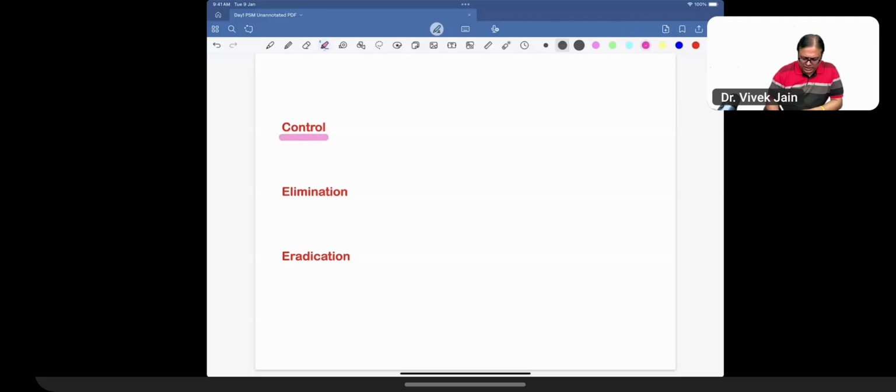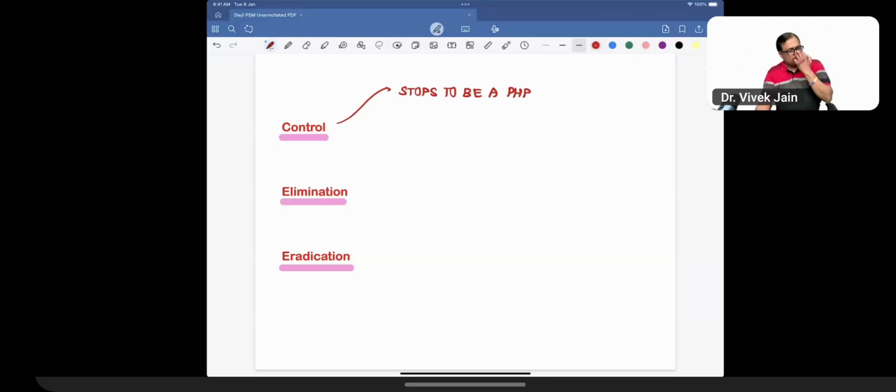Can anyone tell me when do we say a disease has been controlled? Yes, a disease stops to be a public health problem. Now, this is what you and me can say as a doctor. A disease stops to be a public health problem. But what does it actually mean? Reduction of incidence, duration, complications, or financial burden?